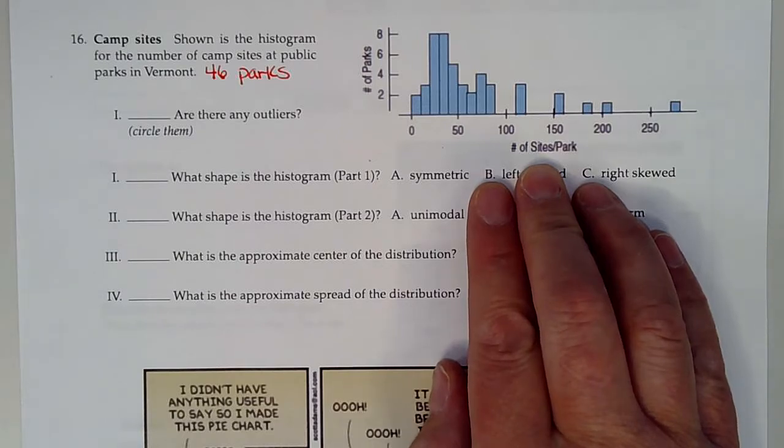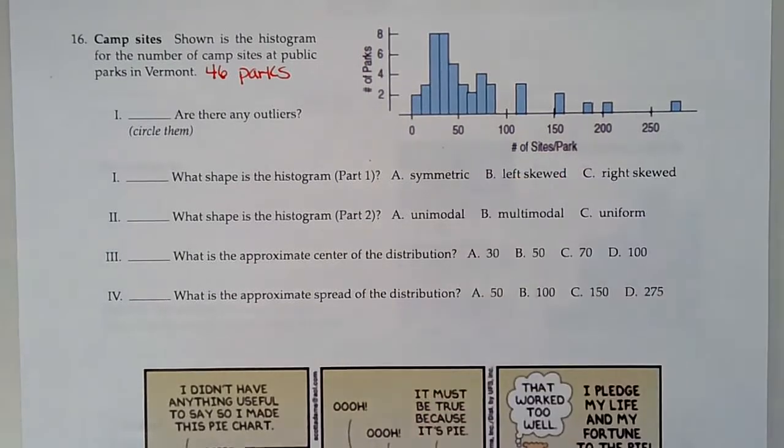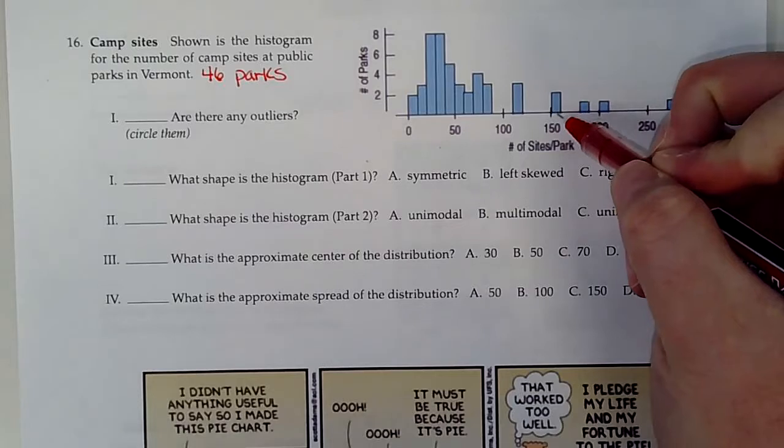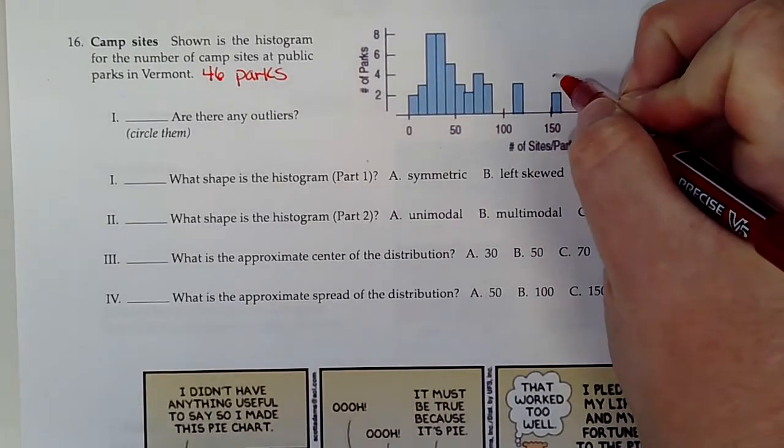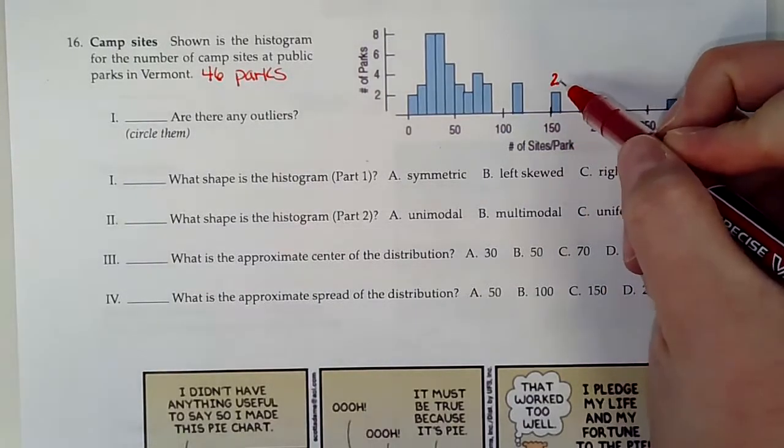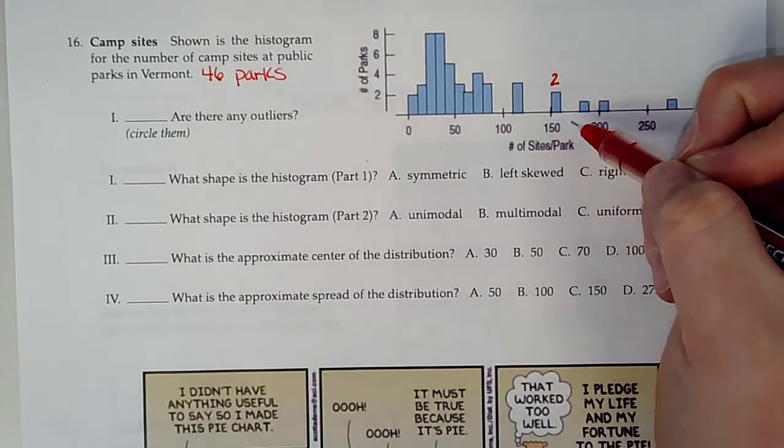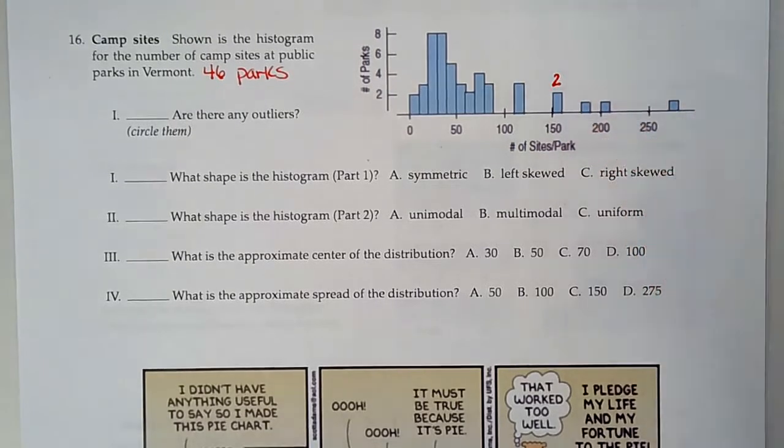The histogram we have shows the number of campsites at public parks in Vermont. There are 46 parks total, and the way to look at this is, for example, this bar here has a height of 2. So there are 2 parks that have between 150 and 160 campsites at them.